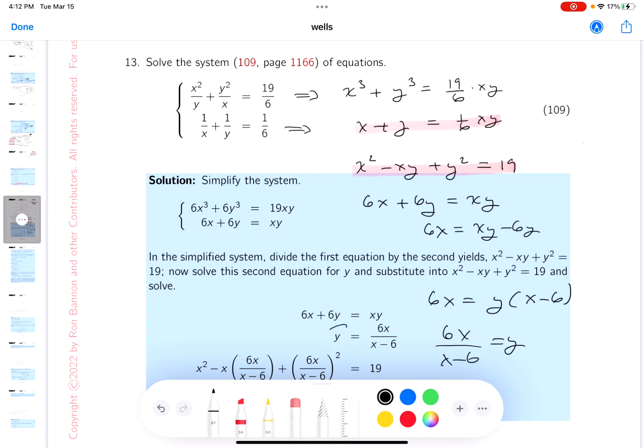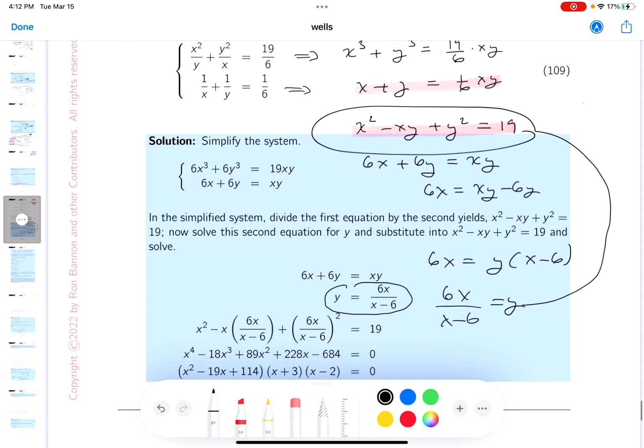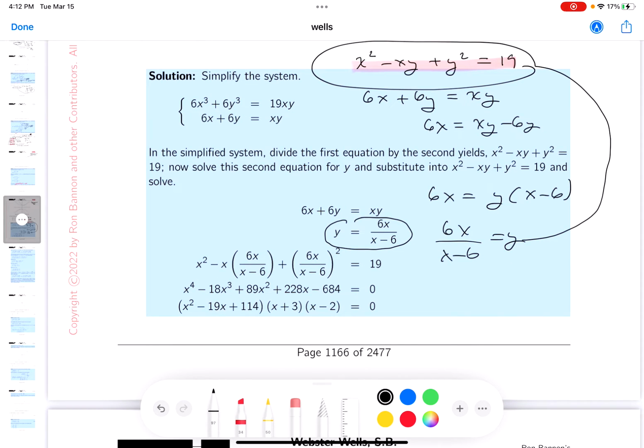I want to point out, this is in your notes right over here. I'm going to take this and pop it in here. It's an easy one to do, by the way. And what do you get there? You get x squared minus x times y. Well, y is 6x over x minus 6. And then plus y squared equals 19.